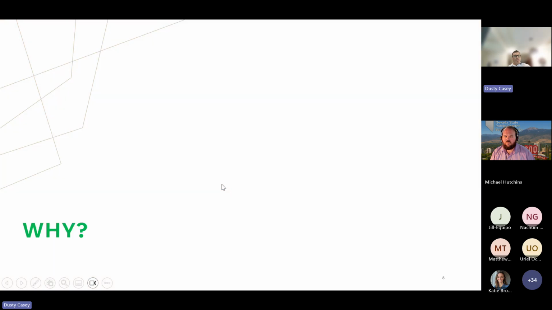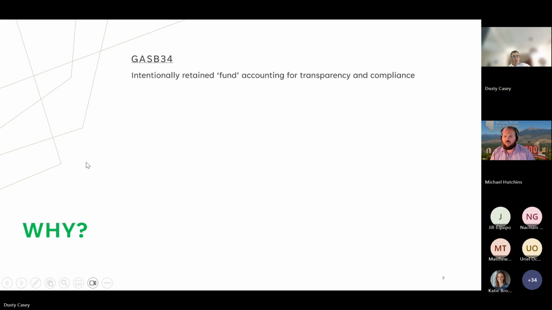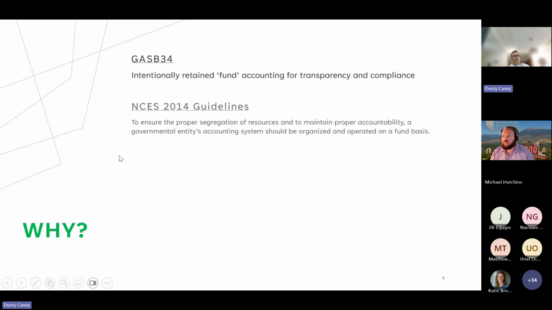Okay, so why are we supposed to keep our books on a fund financial basis, and why are we supposed to implement this reporting on budgets, quarterly reports, annual reports, which is all done on a fund basis? So GASB intentionally retained the fund accounting for transparency and compliance. So that's in those requirements.